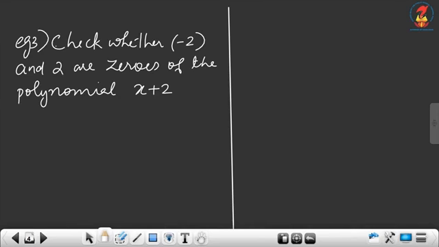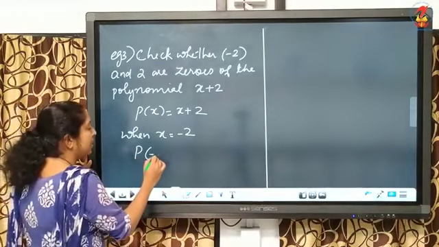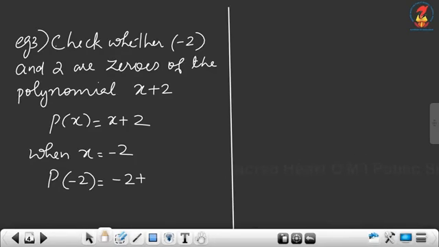Next, example 3, check whether minus 2 and 2 are zeros of the polynomial x plus 2. Let p of x is equal to x plus 2. Check whether minus 2 and 2 are zeros. When x is equal to minus 2, what we have to get is equal to 0. When you replace x by minus 2, you have to get it as 0. So, p of minus 2 is equal to minus 2 plus 2 which is equal to 0.